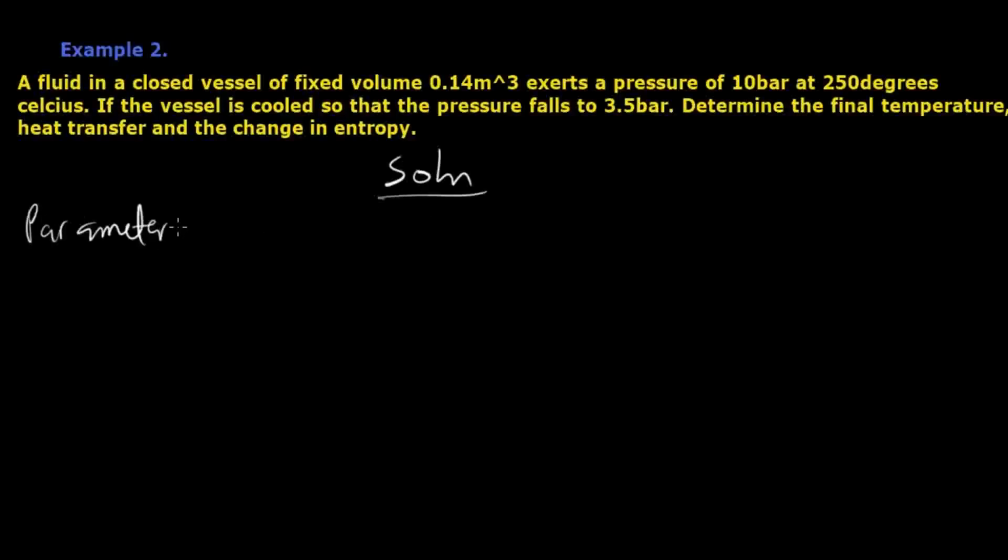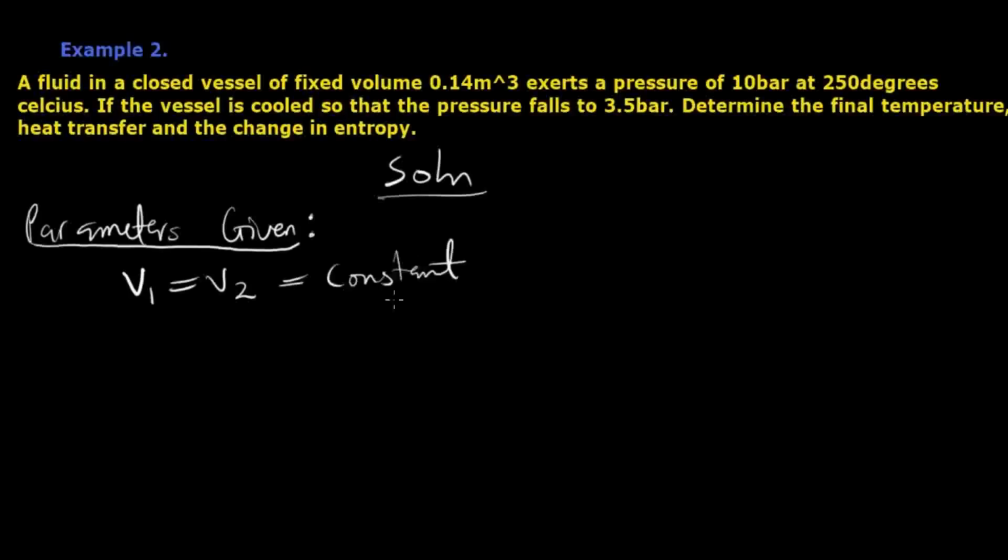Parameters given. So what are the parameters here? Remember, closed vessel. The vessel is closed, that means it has a fixed volume. Fixed volume means V1 is equal to V2. The volume doesn't change, so it's constant. So that makes it a constant volume process.